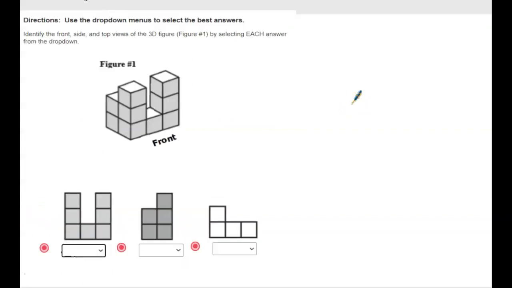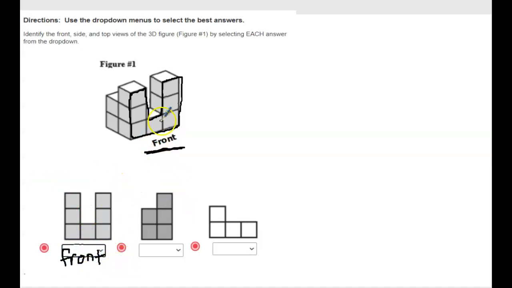Number two, this is a similar question where you need to determine the views that you're seeing. These are drop-down menus that just give you the choices of top view, side view, and front view. So I need to figure out what view I'm looking at for each of these menu items. So I can look over here and I see that this area is labeled as my front view. So I'm going to start there. So it should be that U shape. So it looks like it's going to be this one as my front view.